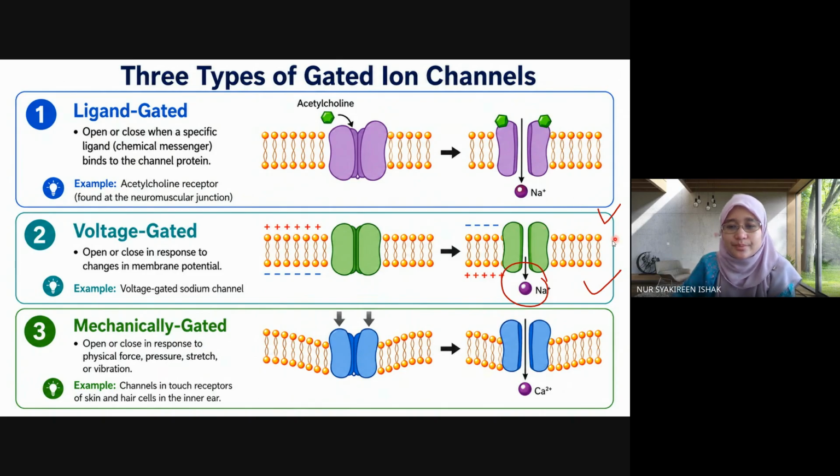For the third one, we have the mechanically gated channel. It opens and closes in response to physical force, pressure, stretch, or vibration. Examples are channels in touch receptors of the skin and hair cells in the inner ear. So these are examples of gated ion channels: ligand gated, voltage gated, and mechanically gated.